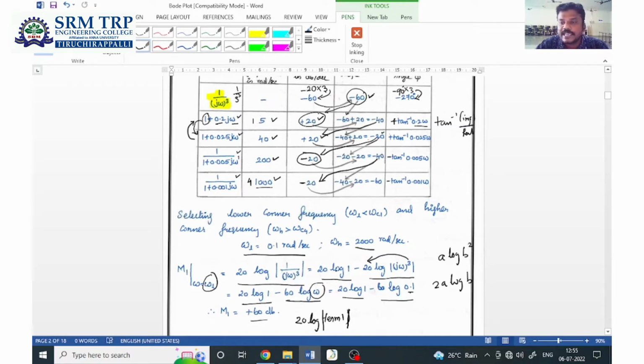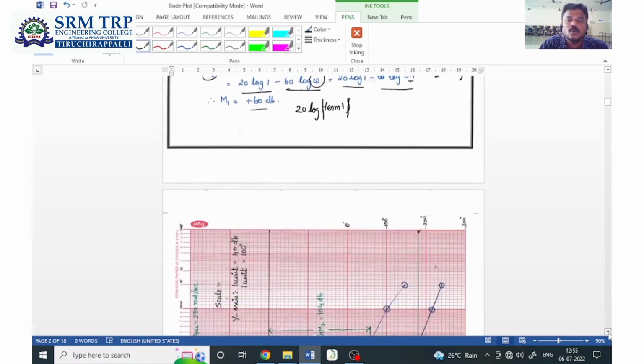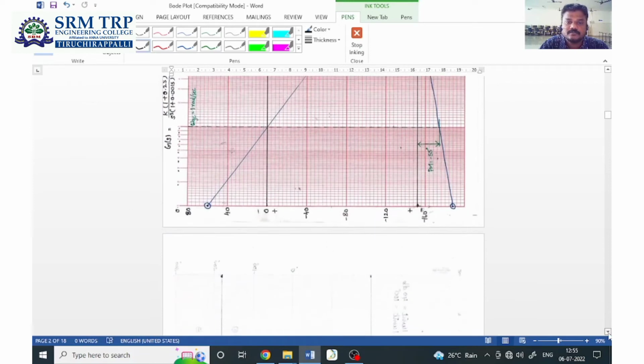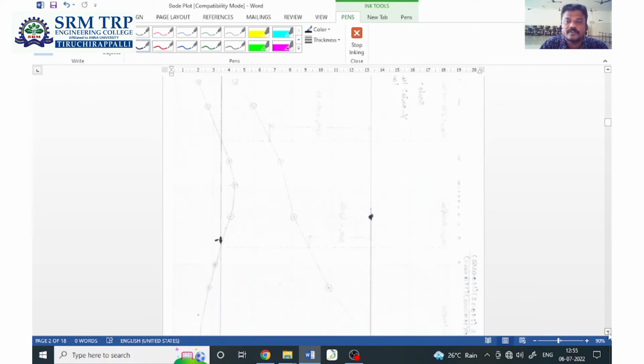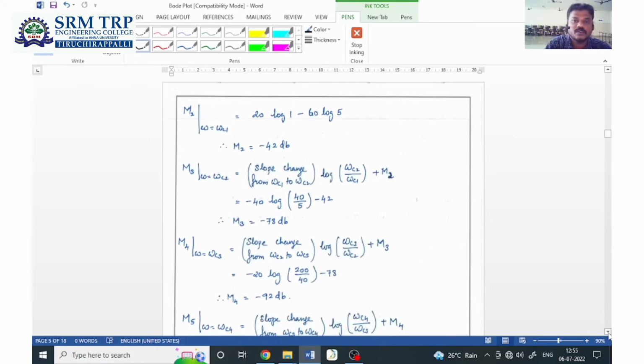Similarly, for the second magnitude, the formula remains the same. Only the place where the change occurs is the frequency. You can see the second corner frequency. What is the second corner frequency? It is 5. So 5 is the second corner frequency. For that I am getting minus 42 dB. Using your calculator you can calculate.